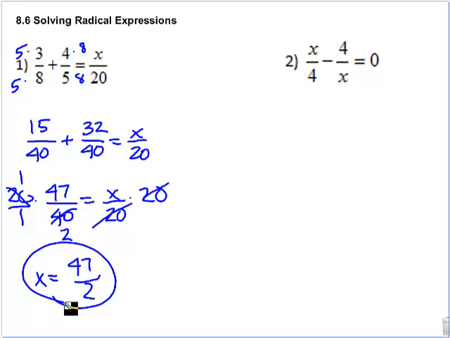Okay, number 2. X over 4 minus 4 over x is equal to 0.